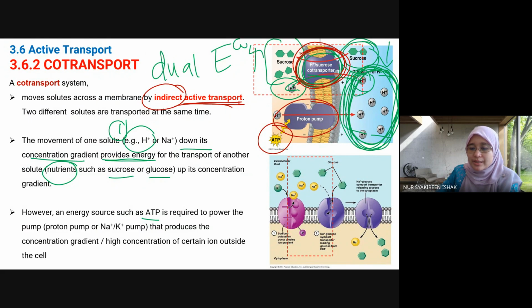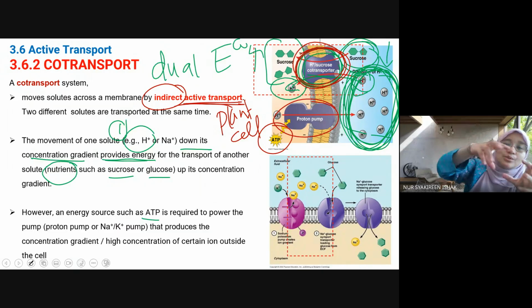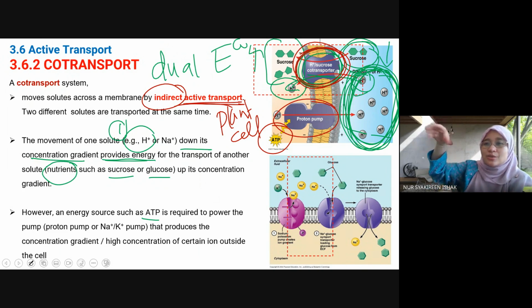Okay, so this one is for plant cell. Plant cell carries out photosynthesis, it produces sugar, from glucose and fructose it produces sucrose. Sucrose will be taken into the plant cells to be stored in the fruits of that plant, so that you accumulate sucrose in the fruit. The process is co-transport.